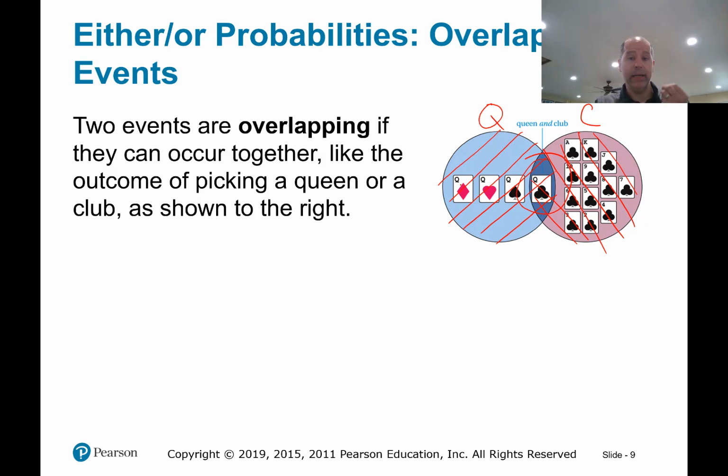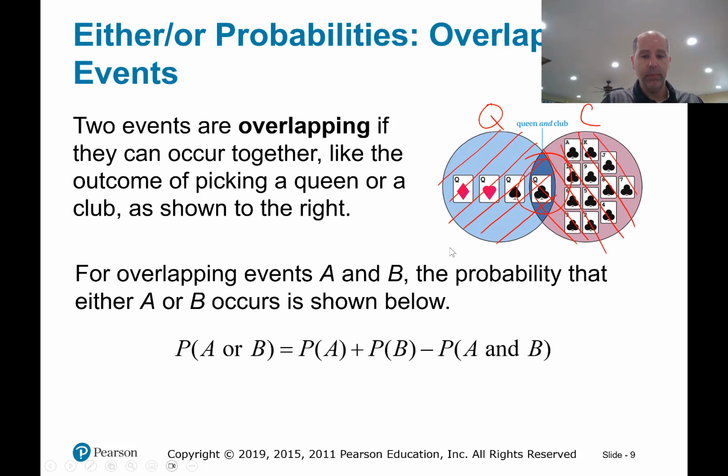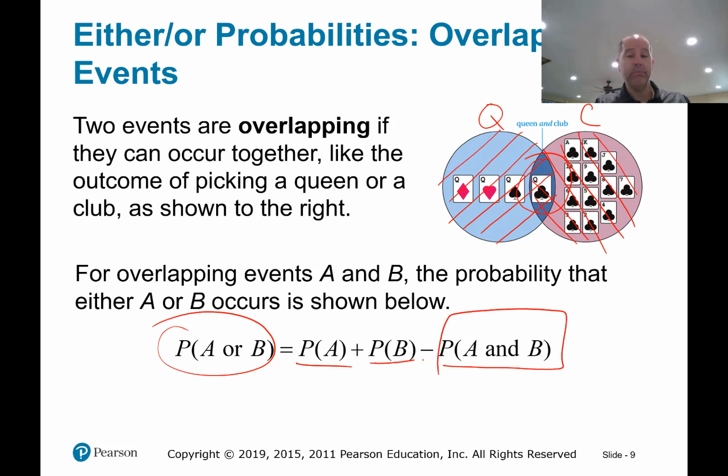So that is how we do the general addition rule. We're going to add the probability of getting a queen. We're going to add the probability of getting a club, and then we're going to subtract off the probability of getting both a queen and a club, because that's the intersection that we have to subtract off. And so, in general, whenever we have two events that are not mutually exclusive, we add their individual probabilities, but then we subtract off the probability of getting both. Because of the double counting.